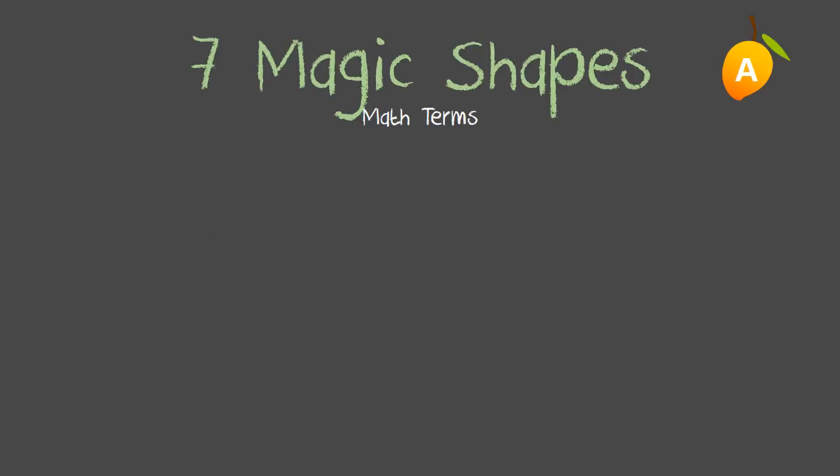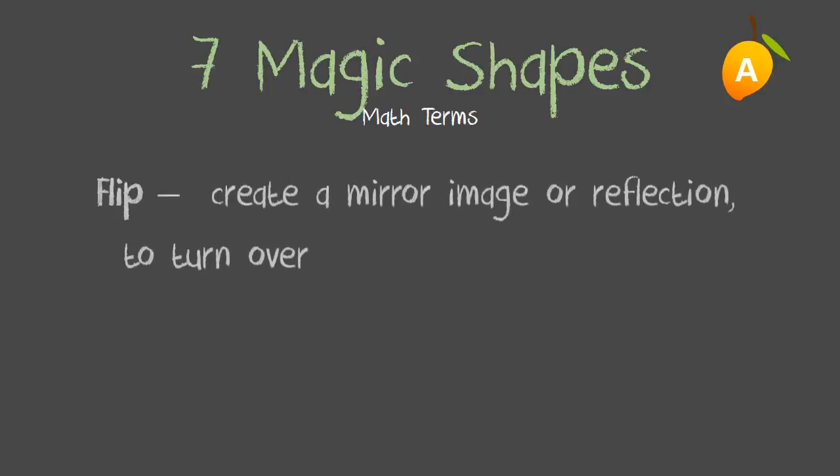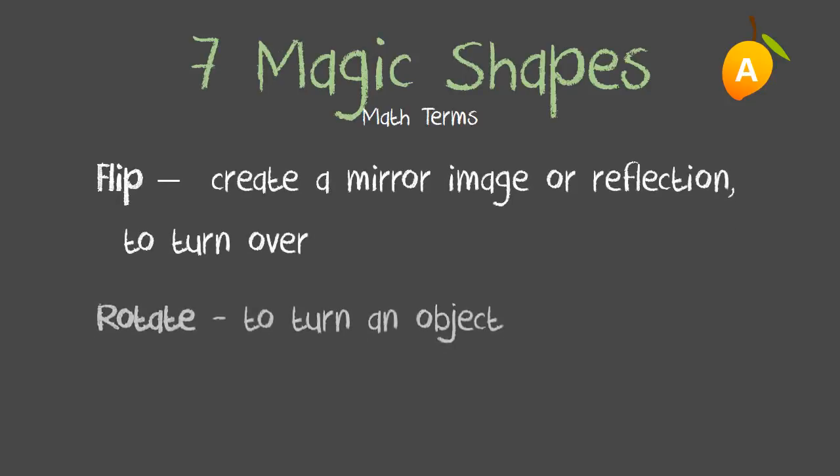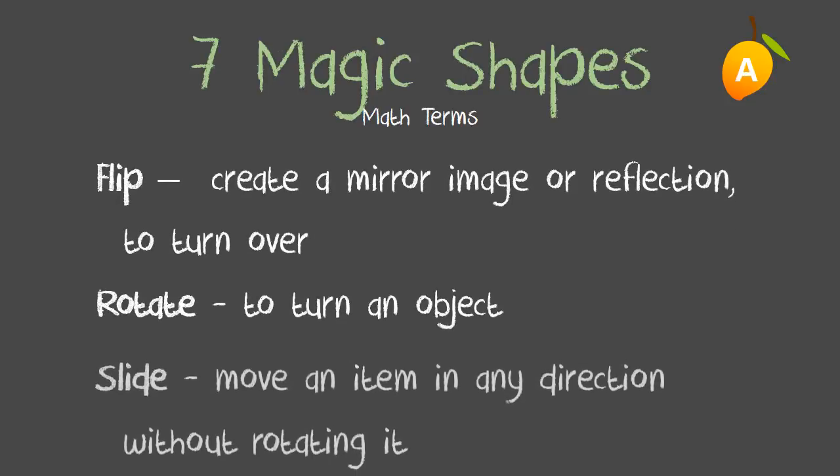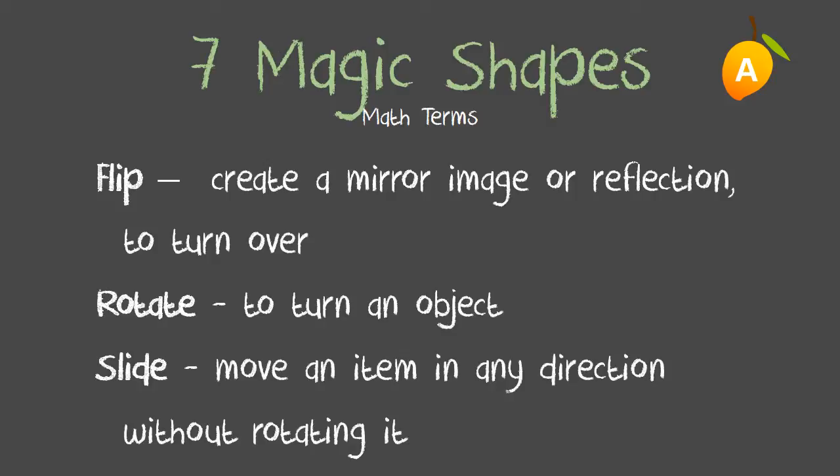Seven Magic Shapes comes with math terms. There is flip, to create a mirror image or reflection, to turn over; rotate, to turn an object; and slide, to move an item in any direction without rotating.